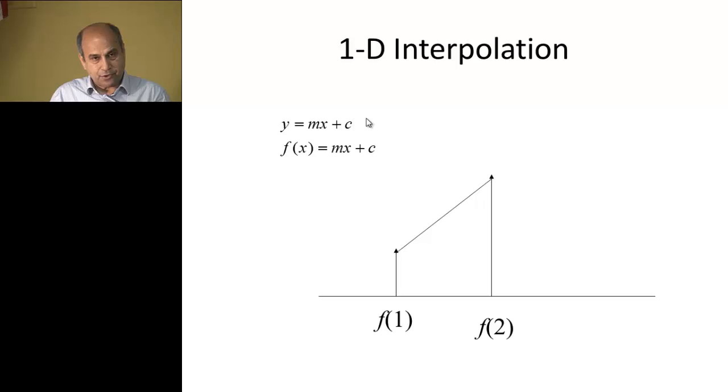So since we have two unknowns and two constraints, we know f of 1 is equal to whatever value this is, and f of 2 is equal to whatever value this is. We get two equations from here, two unknowns, so we can solve them. Two linear equations, pretty easy. So that is the 1D interpolation. It's a very simple idea, and you should know that it works very well.